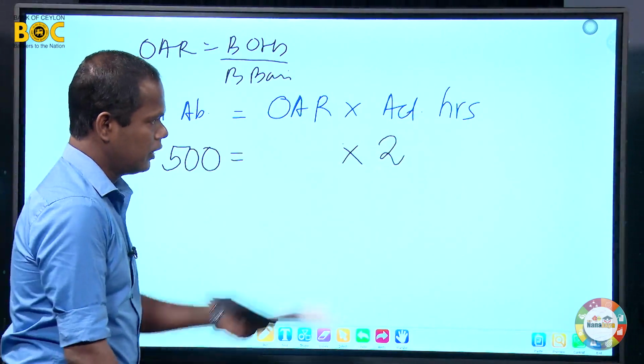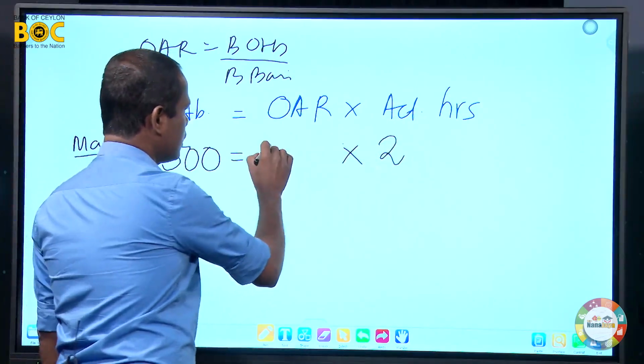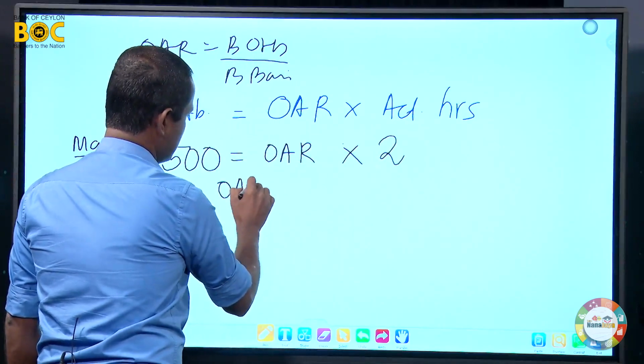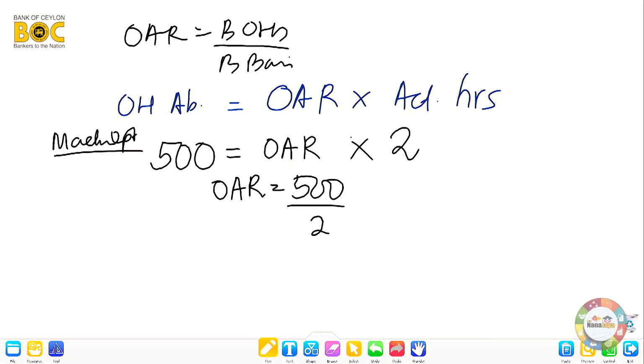Overhead absorption rate into hours required, 2 machine hours. Then you can calculate the overhead absorption rate. The overhead absorption rate equals 500 divided by 2, which is 250 rupees. How do you calculate it? Using overhead absorbed equals absorption rate into actual hours used. Then you get 250 rupees.